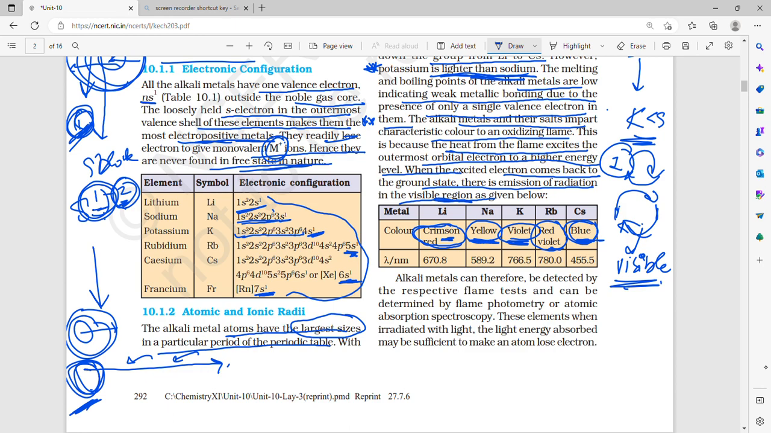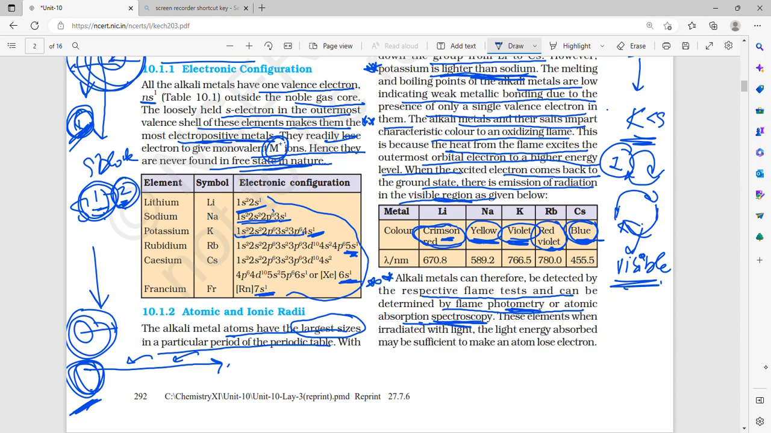Alkali metals can therefore be detected by the respective flame test and can be determined by flame photometry or atomic absorption spectroscopy. How can you detect alkali metals? By the respective flame test, and they can be determined by flame photometry and atomic absorption spectroscopy.